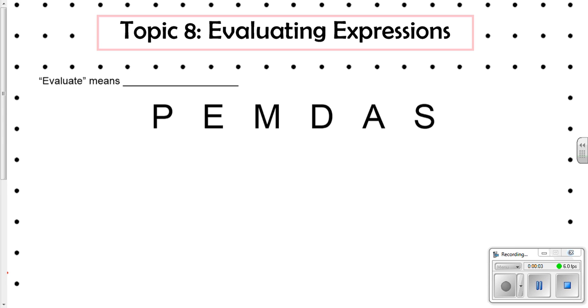Alrighty, so evaluating expressions. Let's just start by saying, what does evaluate mean? Evaluate really means simplify or solve or reduce, etc. I would say in this case, it does not mean solve because we're not going to be giving you equations, we're going to be giving you expressions, so you can't really solve an expression, but it does mean to take an expression and reduce it to its simplest form.